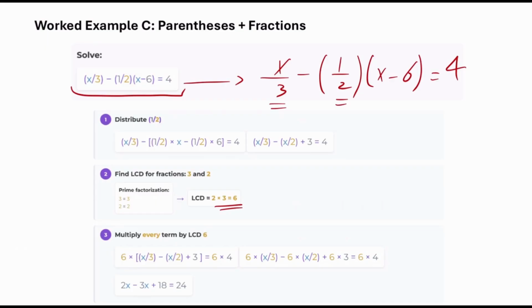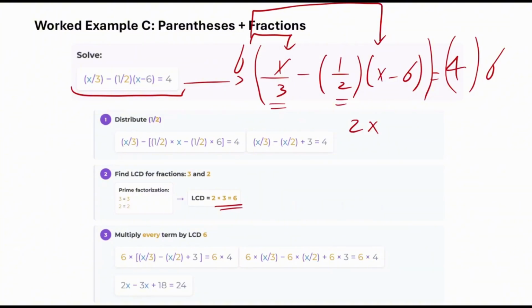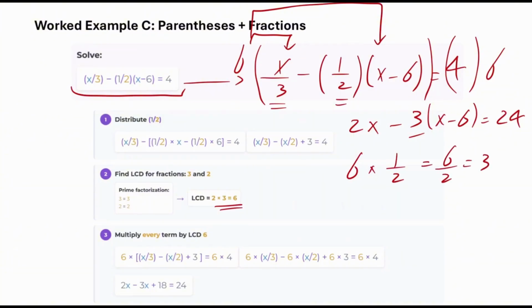So if I just multiply both sides by 6 itself, what do I have? I do have the 6 over here, and I do have 6 over here. It means that 6 should be multiplied by the first part. I do have it as 2x, and 6 should be multiplied by this part itself. So if I do that, actually I do have subtracted by 3 times x minus 6 is equal to 24. Why do I have it as 3? Because we know 6 multiplied by 1 over 2 is actually 6 over 2. We do have it as 3 itself. So I do have it as this.